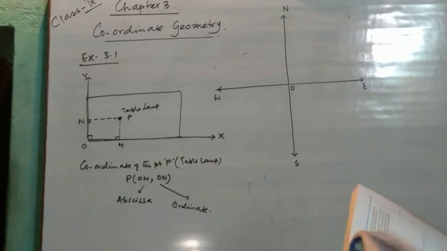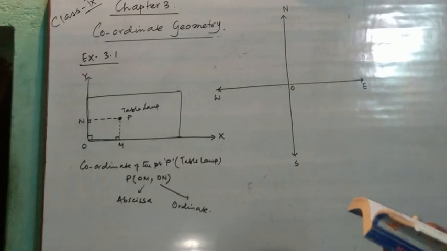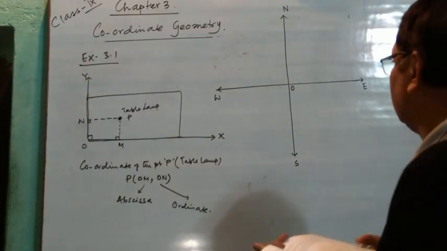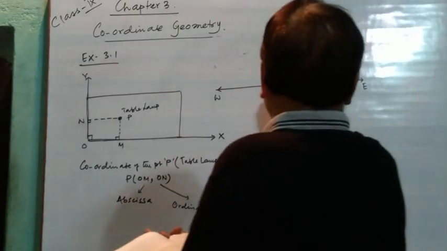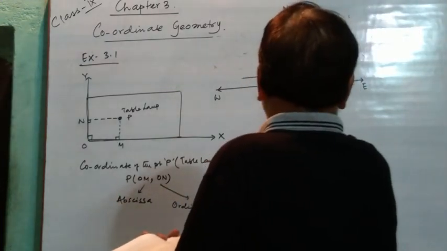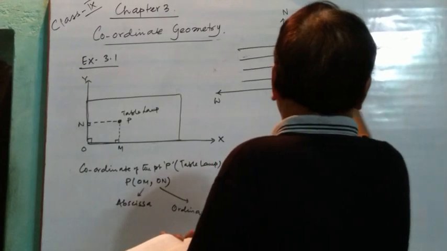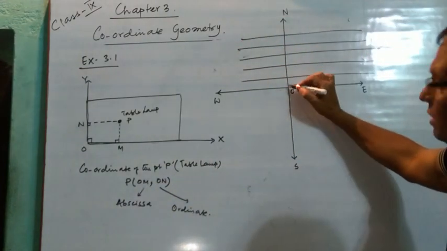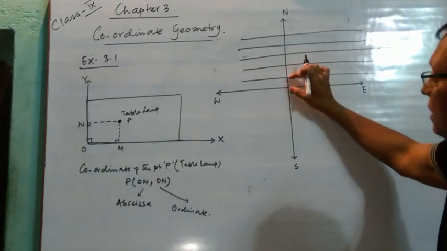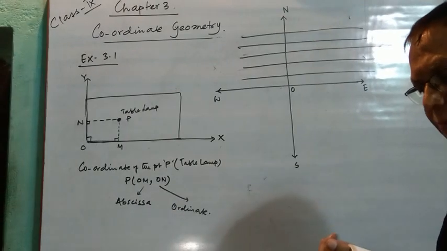All the other streets of the city run parallel to these roads and are 200 meters apart. There are roads like this, which are parallel to this, and this is one of the roads. The distance between the parallel roads is 200 meters.